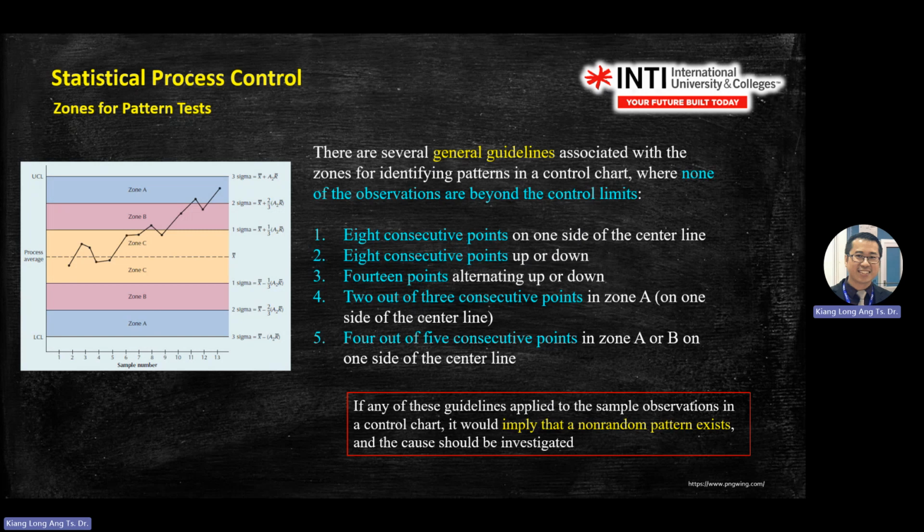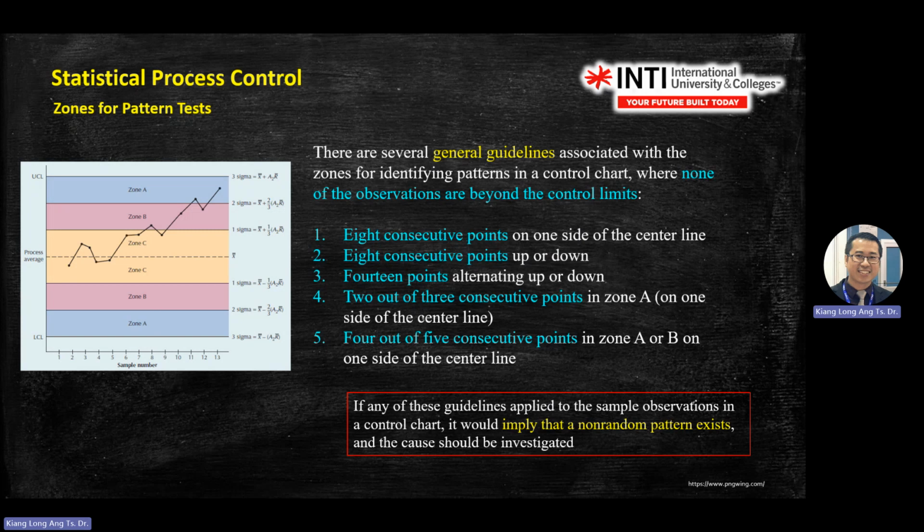Okay. First rule, 8 consecutive points are on one side of the center line. You observe if this one happens or not. You count, is there any 8 consecutive points? Consecutive points means continuously: point 1, point 2, point 3, point 4, point 5 until 8. Then 8 consecutive points up or down. 14 points alternately up and down. So 14 points, you count point 1, point 2, until 14. See whether they are alternating or not. One up, one down, one up, one down.